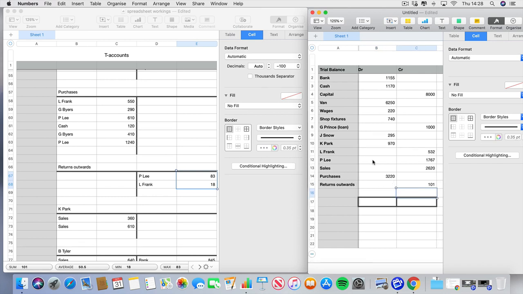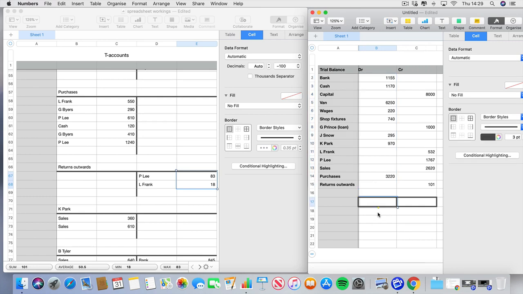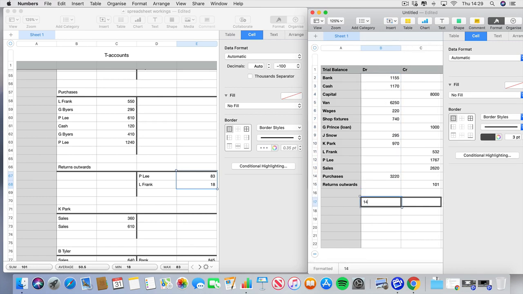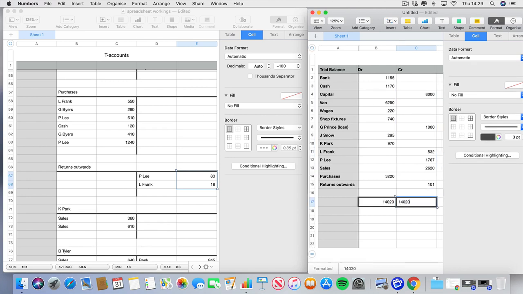Right, now the magic should happen, I hope. Fingers crossed, guys, that this balances. So, this is our debit side. Our debit side comes to 14,020. The credit side should come to the same. Let me see. 14,020. We've done it right. Excellent. And that's a trial balance.